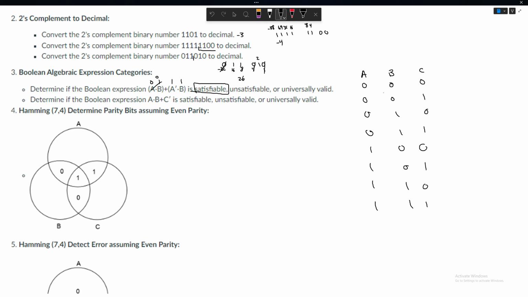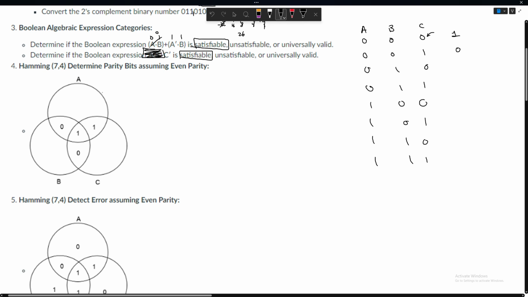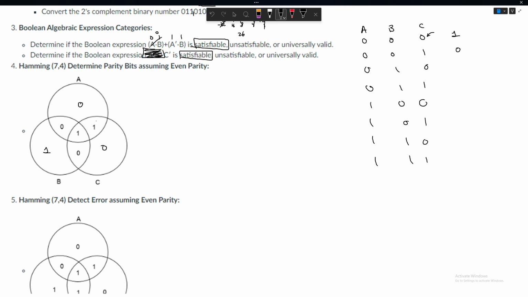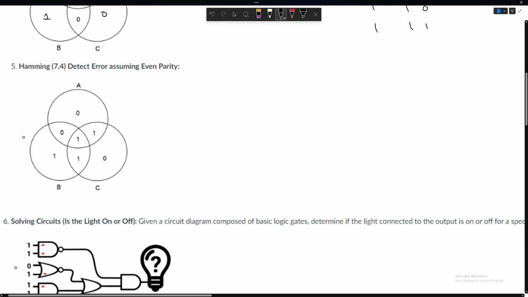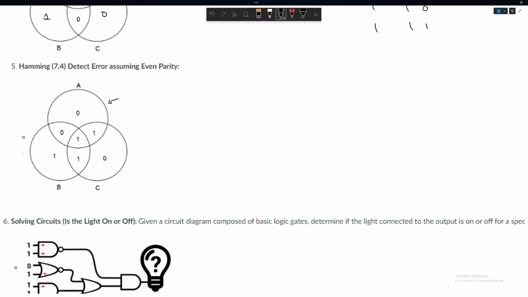Okay, so 0, 0, 0. Well, the thing is, if you ignore this whole thing and only care about your C, well, because here it's a C naught, that's a 1. And then because here it's a 1, that's a 0. Therefore, it's satisfiable. Determine the parity bit, assuming it's even. So if it's even, you get a 0 here, you'll get a 1 here, and you'll get a 0 here. Detect error, assuming even parity. Well, assuming this even parity, this is already even. This is odd, and this is odd, so this must be the one that's wrong. That's supposed to be a 0.